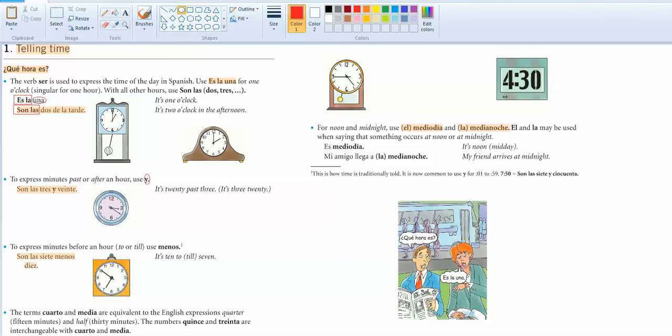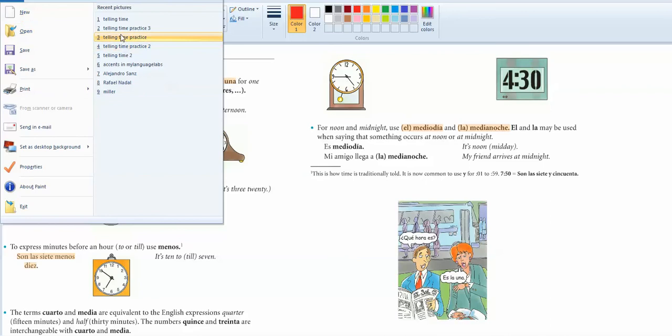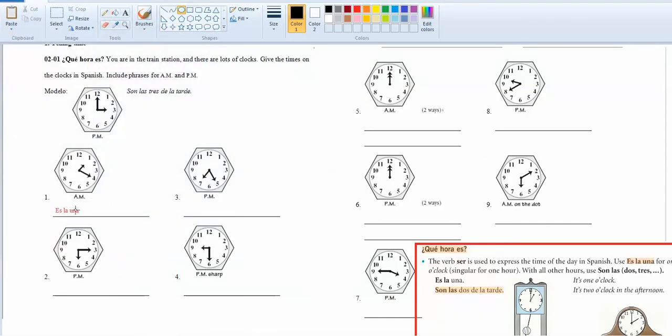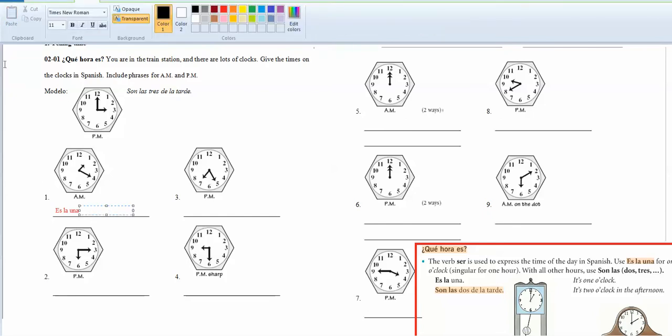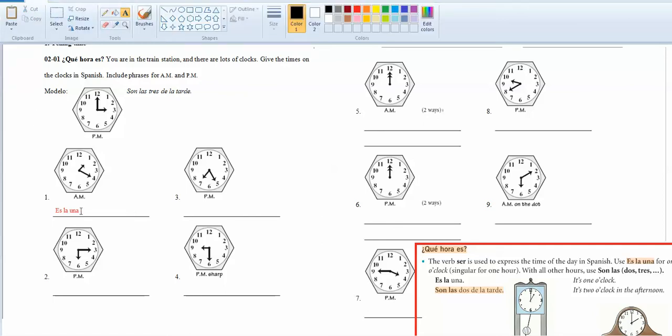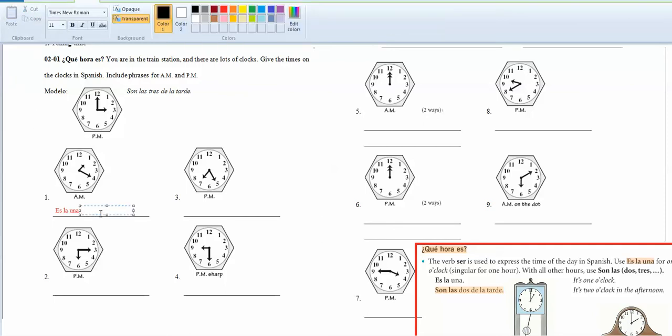I can't get it open. Here we go. Okay, so if we're back here and we had es la una, we are going to plug in, but it's not just 1, it's 1 and so many minutes. Let's see if I can get it. Oh, well, it's already saved, so I think I can. So it's going to be y, and then how many minutes is it? Here again, it's 20, so I'm going to write veinte. Okay.